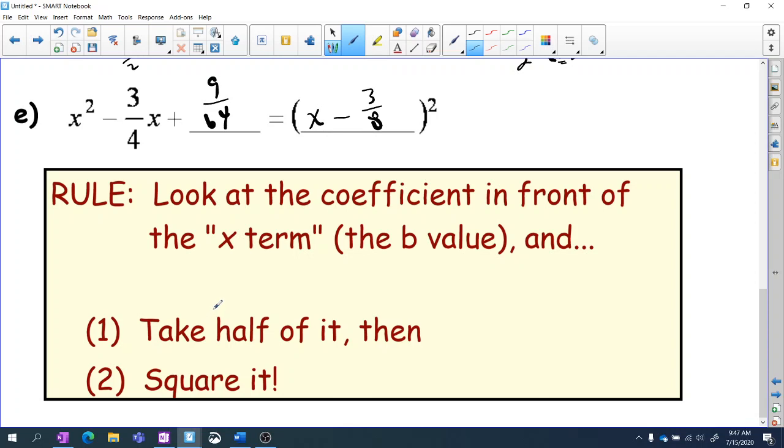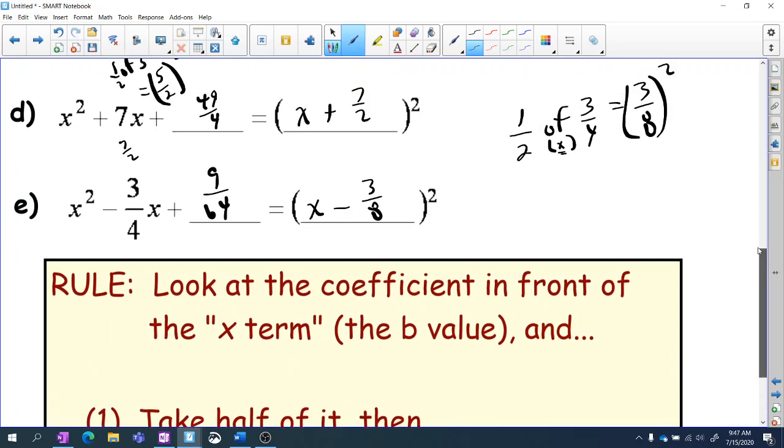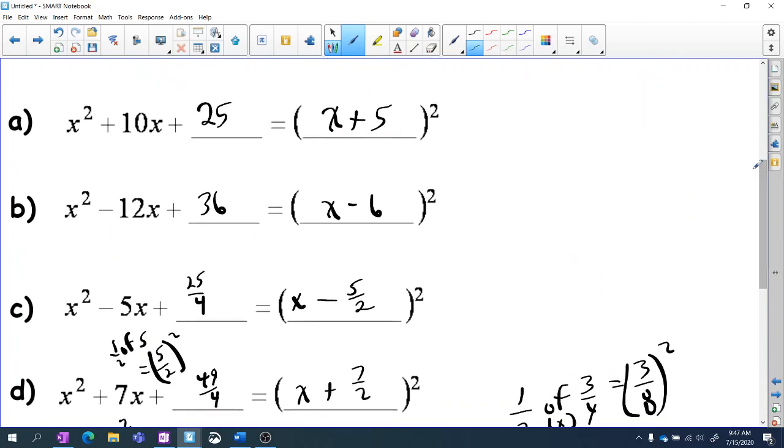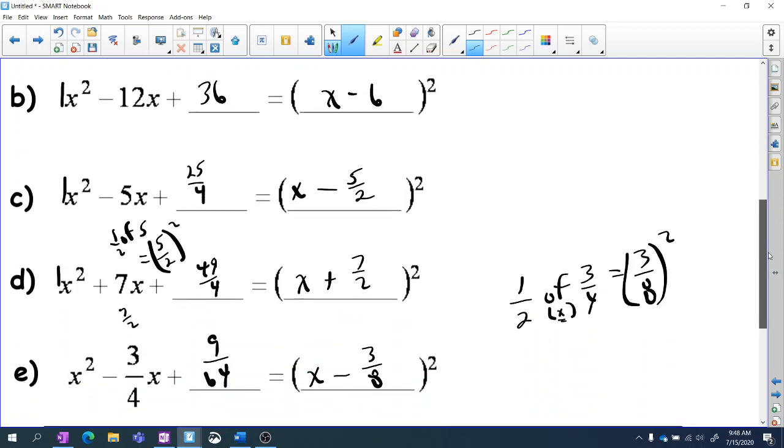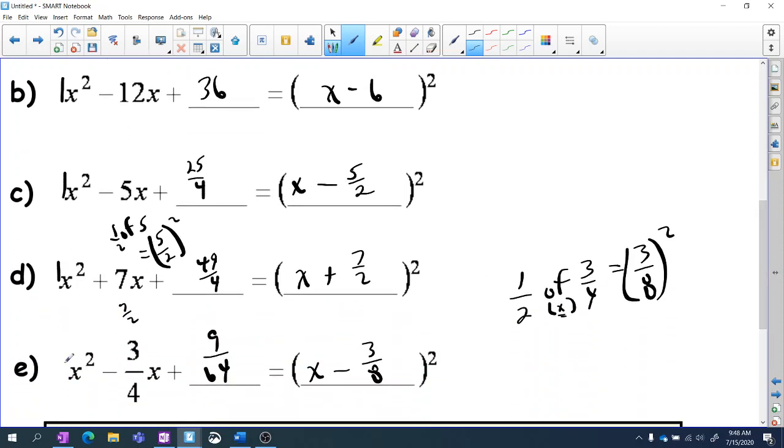Now, in order for that to work though, if you notice my examples, it only works because I had a 1x squared here. So eventually we're going to have numbers in front of x squared, and we'll talk about it when we get to it, but we're going to have to do a little bit of extra work to make sure we're only ever completing the square when I've got 1x squared as my coefficient.